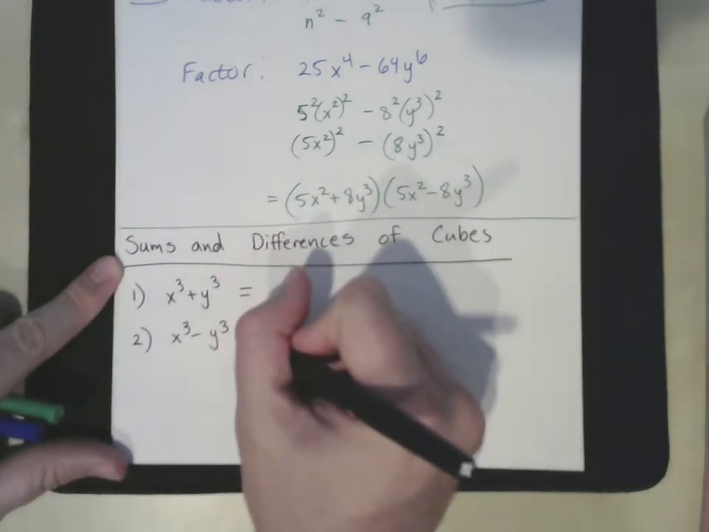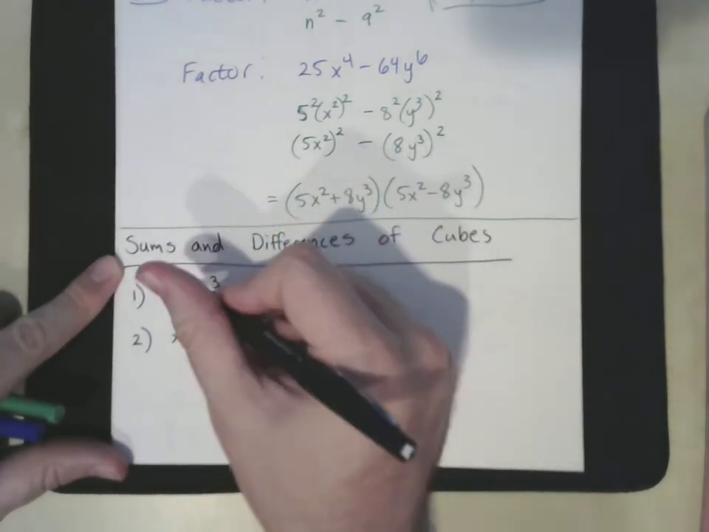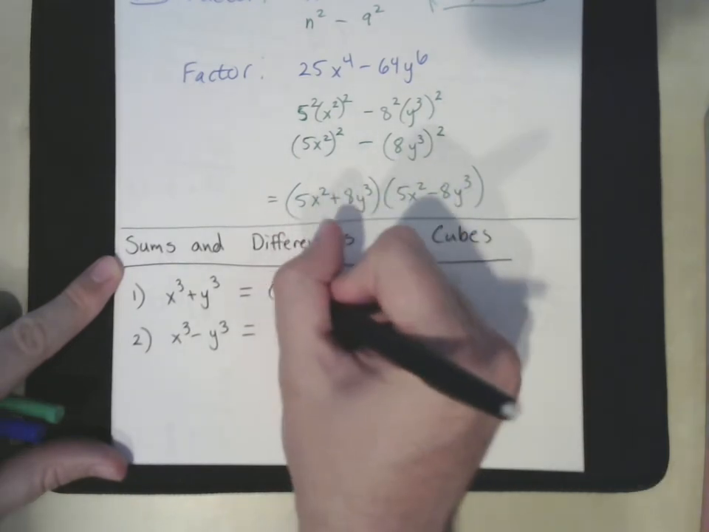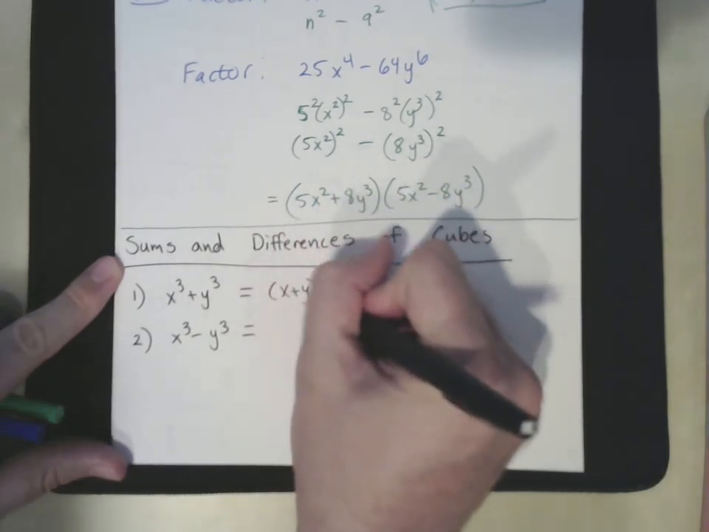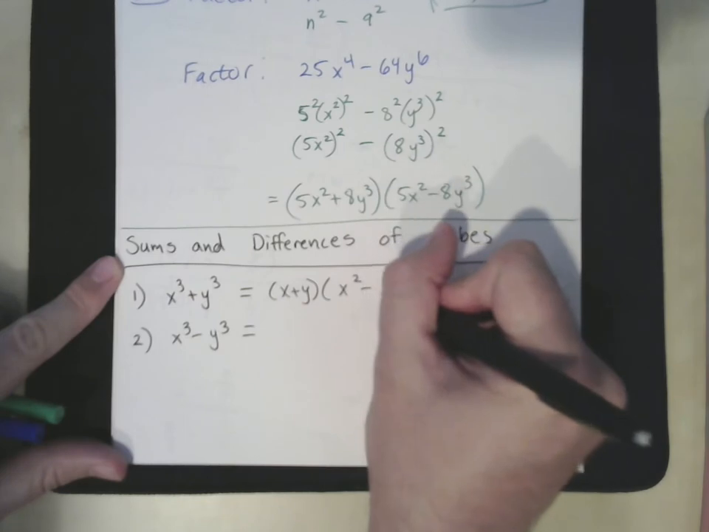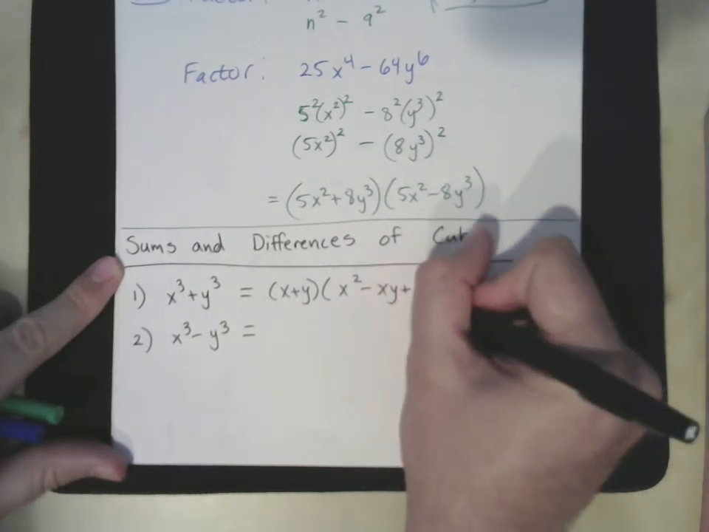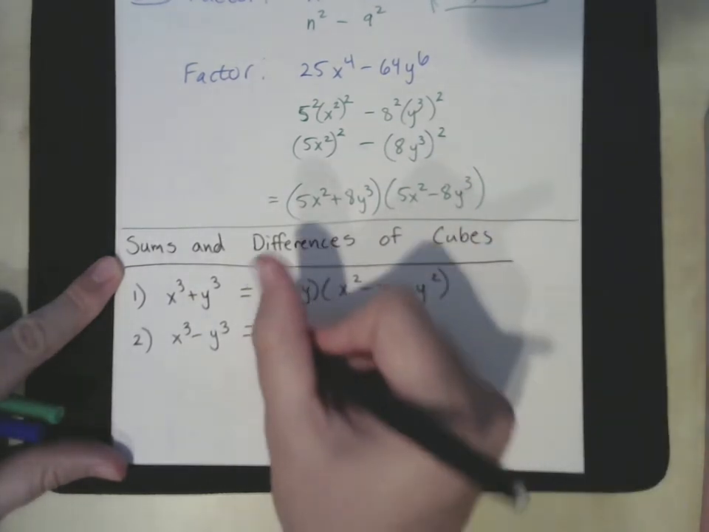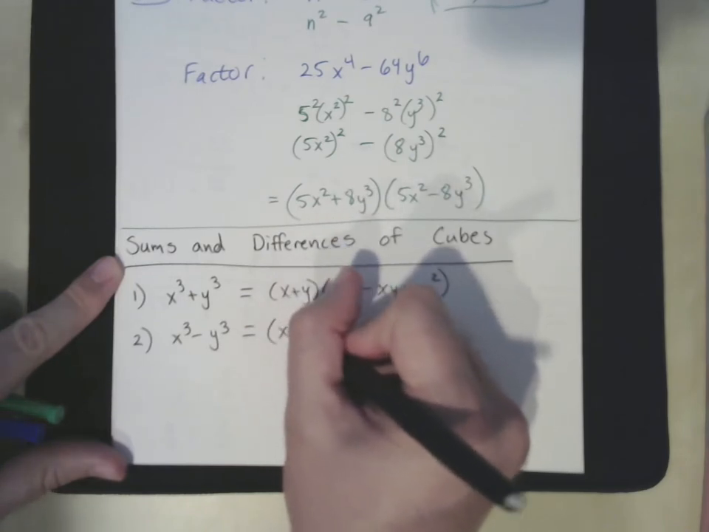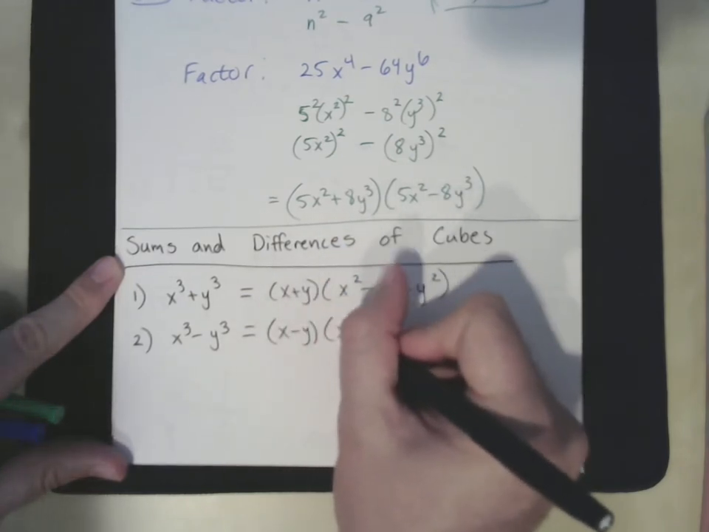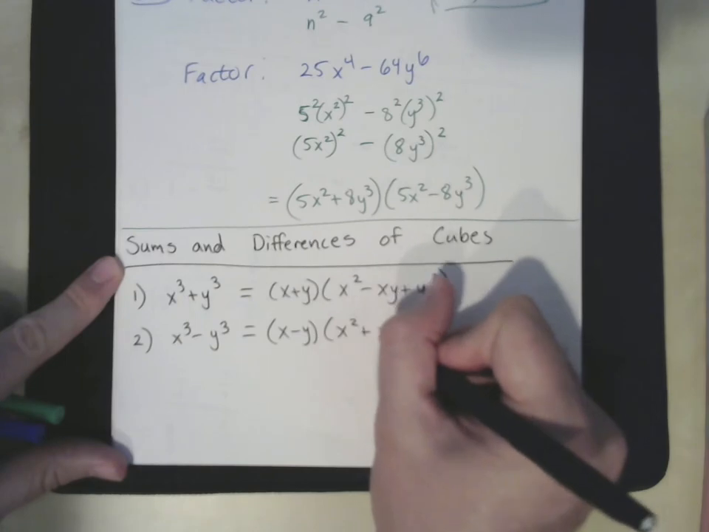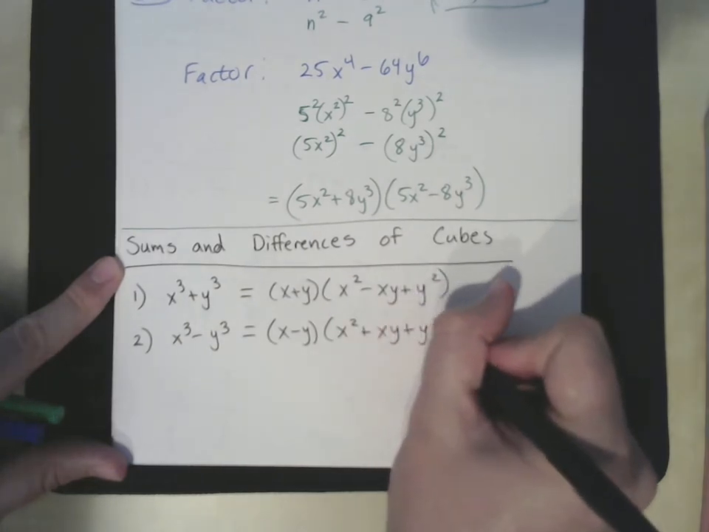So these have very specific factorizations. The sum is x plus y times x squared minus xy plus y squared. And the difference is x minus y times x squared plus xy plus y squared.